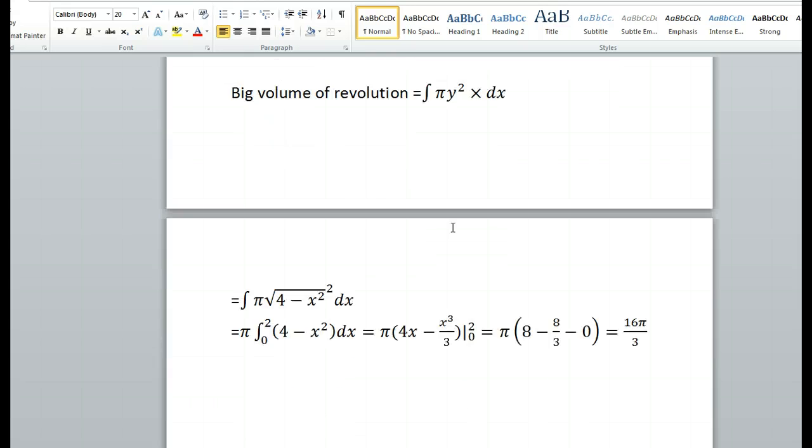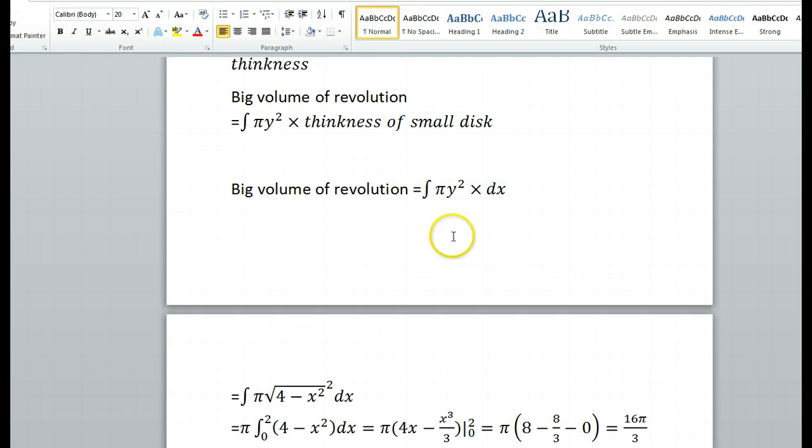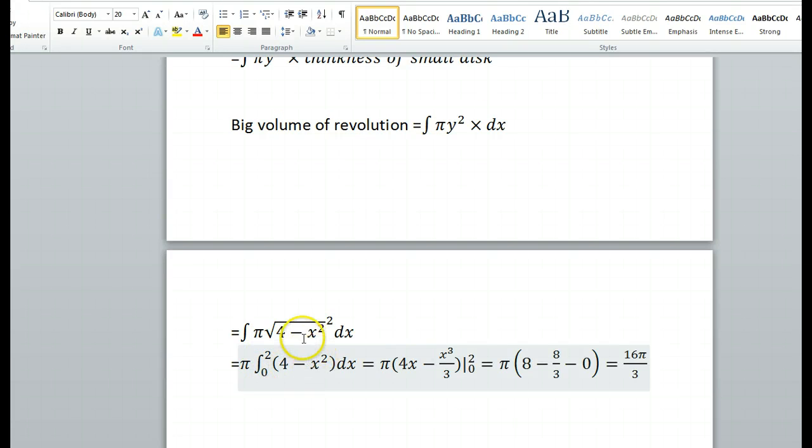Now if you integrate this, the integral is very easy. The integral of 4 is 4x. The integral of x squared is x cubed over 3, and the limits are 0 to 2. So when you plug in 2, you get 4 times 2, which is 8, minus 8 over 3. If you simplify that, 3 times 8 is 24, 24 minus 8 is 16, so you get 16 over 3 times pi.